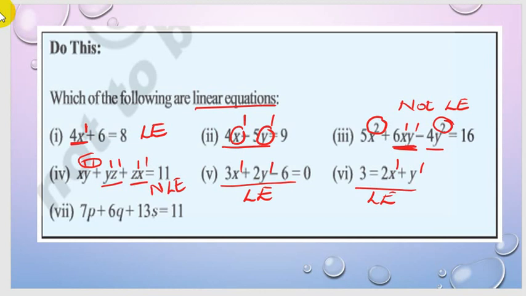7p plus 6q plus 13s is equal to 11. So if you observe, p power is nothing but 1, q power is nothing but 1, s power is 1. Here we are having 3 variables, but all the variables are having power 1, and they are 3 terms. So hence what we can say, this is a linear equation but it is in 3 variables, right?